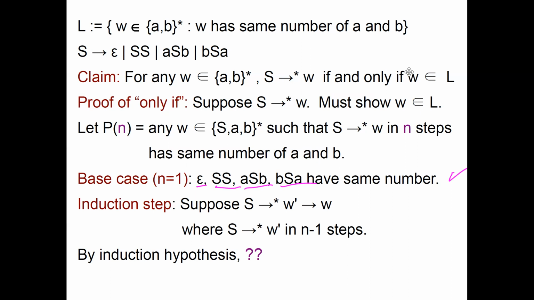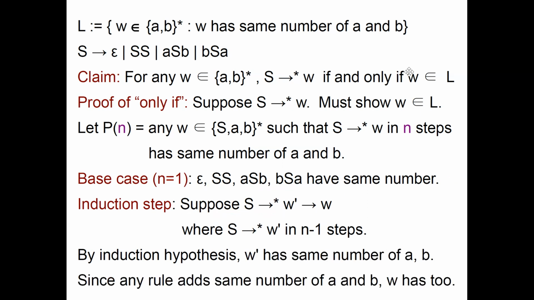What about the induction step? Well, suppose that S derives a string w' in n minus 1 steps, and then you obtain a string w in the last step. By the induction hypothesis, what do we know? We know that w' has the same number of a's and b's. And since any rule adds the same number of a's and b's, w also has the same number of a's and b's. Done for the only if, easier direction. Again, there isn't much going on now. It seems like overkill, but in the other direction, which we're going to see now, that's really when induction helps us.